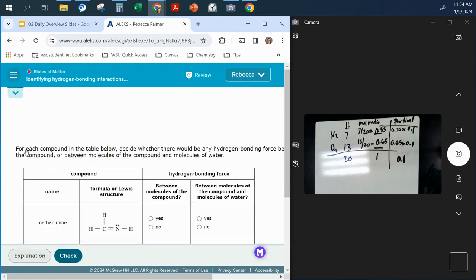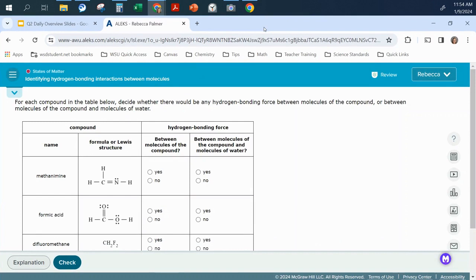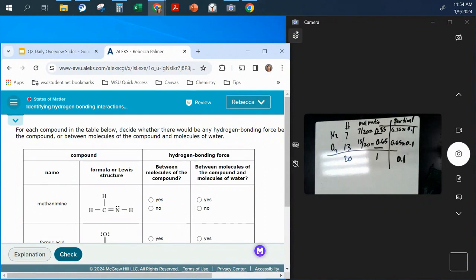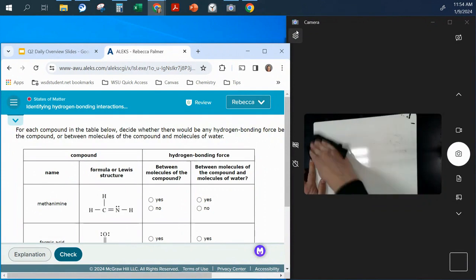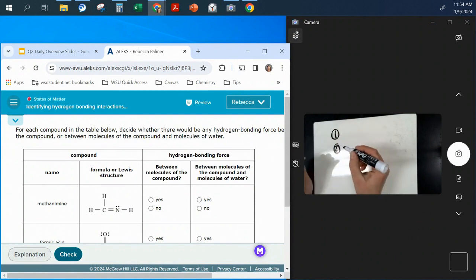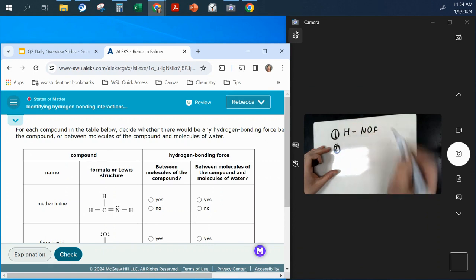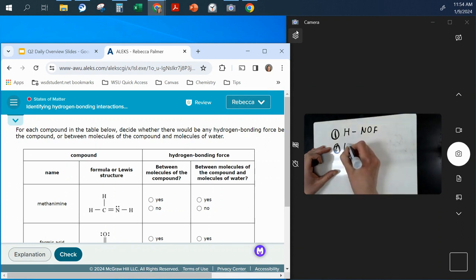Hydrogen bonding. Okay, there's 2 rules for this. This is something I might put on my note card. Let's just write them down and then I will close my window. Okay, so there's 2 things that have to be true for it to have hydrogen bonding within the same compound. There needs to be a hydrogen bonded to nitrogen, oxygen, or fluorine. There also has to be a lone pair on a nitrogen, oxygen, or fluorine.